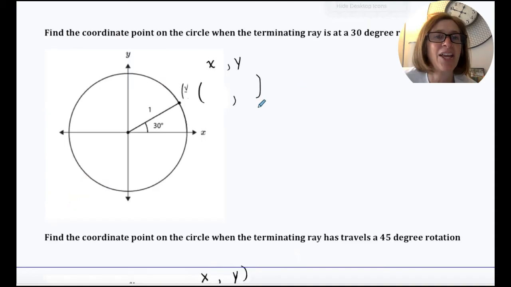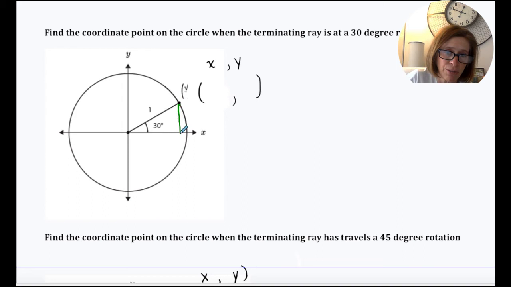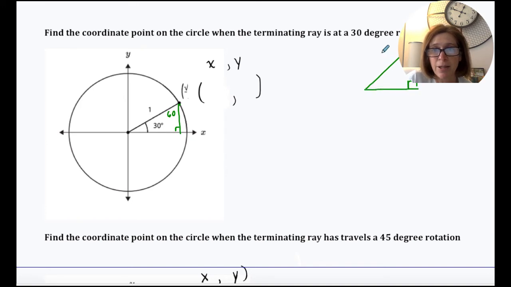Okay, so if we want to find the coordinate of a 30-degree rotation, you can see that I have my initial ray at standard position and my terminal ray on the unit circle. The first thing you could do is drop an altitude. Recognize that this is a 30, 60, 90 triangle. I'm going to pull it out so you can see it. So I have a 30, 60, 90 triangle.